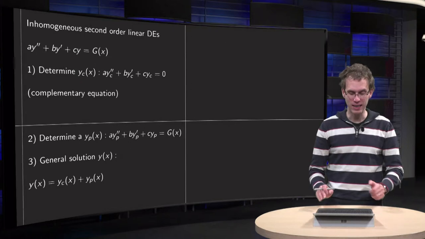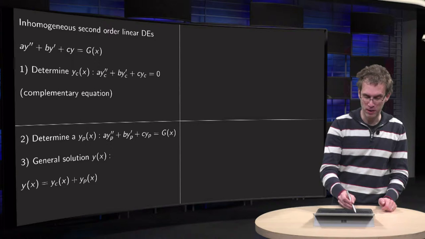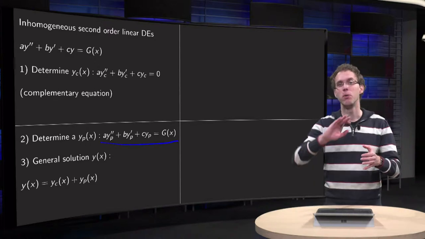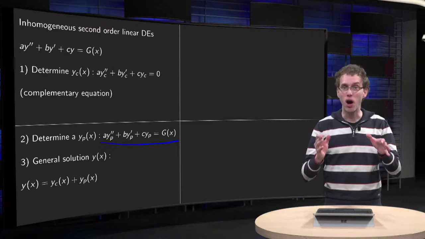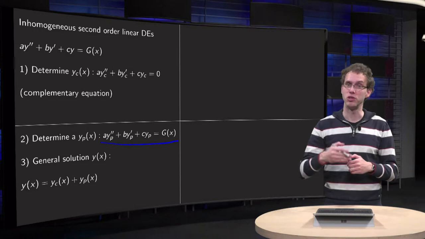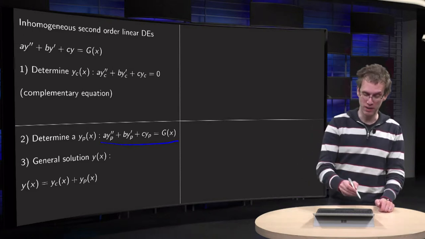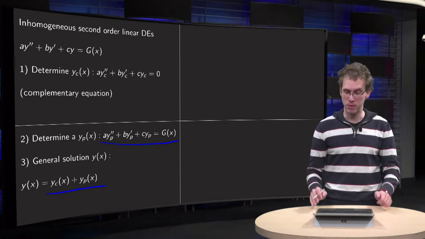Then, in the second step, you find a particular solution, yp, which satisfies this equation over here. How do you find yp? That will be the subject of later videos. We will just state that you are able to find a particular solution which satisfies the full equation. And then, third step, you just add 1 and 2. The total solution is yc plus yp.